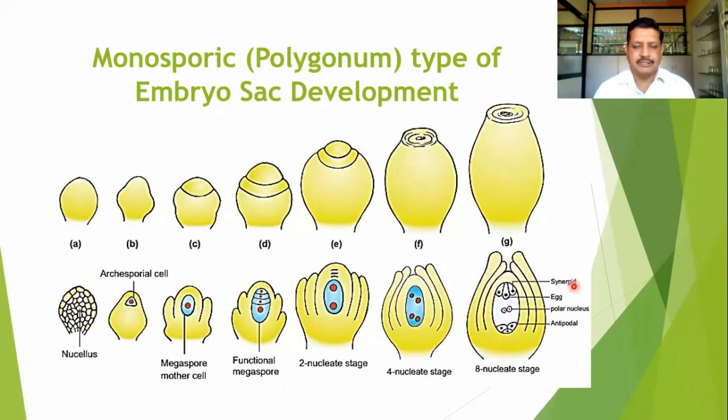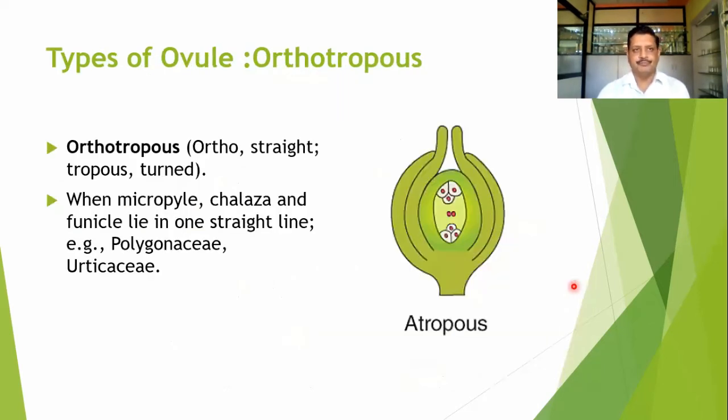So there are various types of ovule development. So we are going to start with the types of ovules now. The first type in the ovule development is the orthotropous type. Ortho means straight and tropous means turn. So there is no turning at all. So it is the straight development of the ovule and it is known as the orthotropous or the atropous development of the ovule.